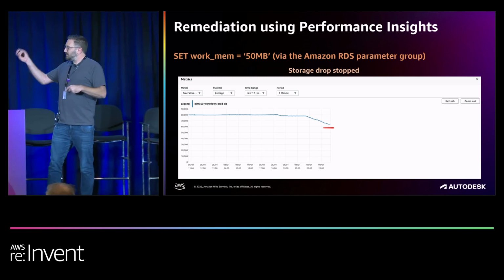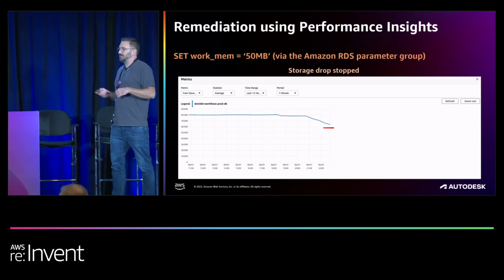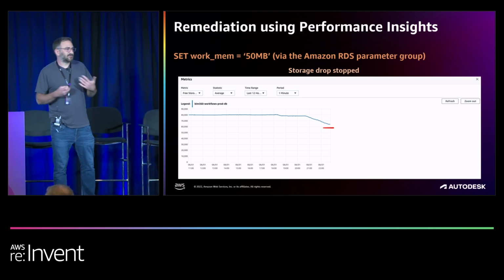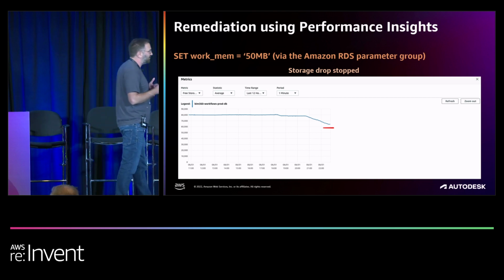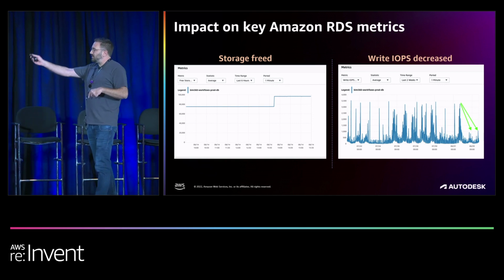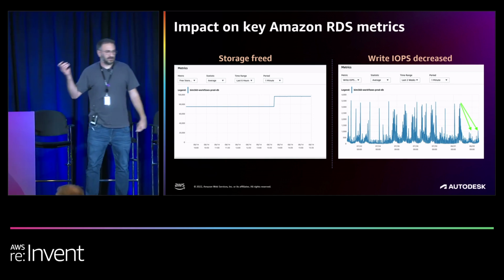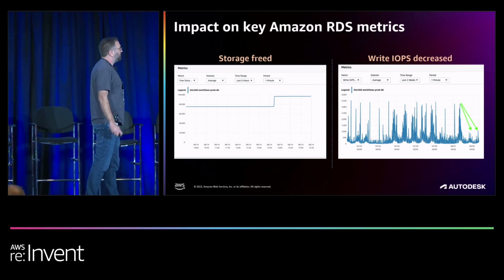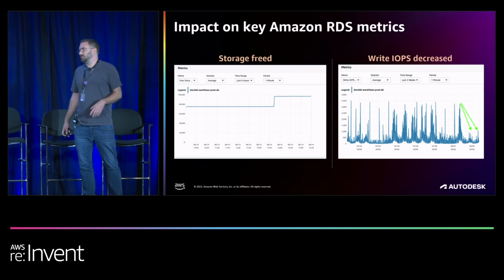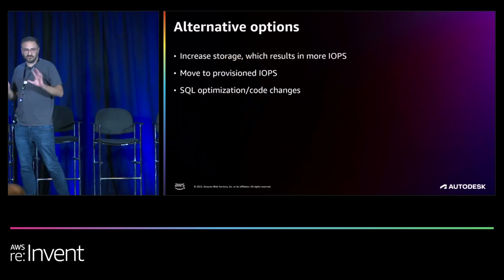So at the minute we set it to 50 megabytes, we saw that the storage drop stopped. And as I mentioned earlier, we continued to monitor the rest of the environment and all the different CloudWatch metrics. We saw in the right-hand side graph that the write IOPS decreased rapidly. And over the left-hand side, you can see that the storage was freed. So this was our use case.